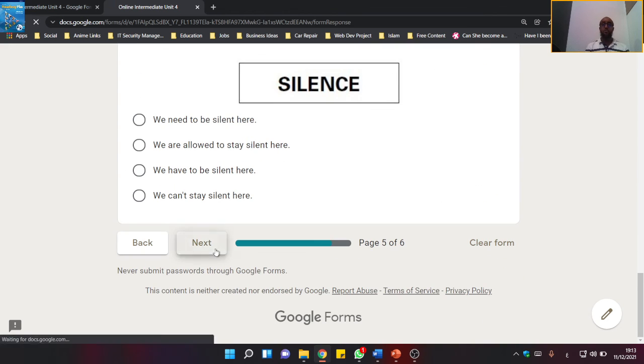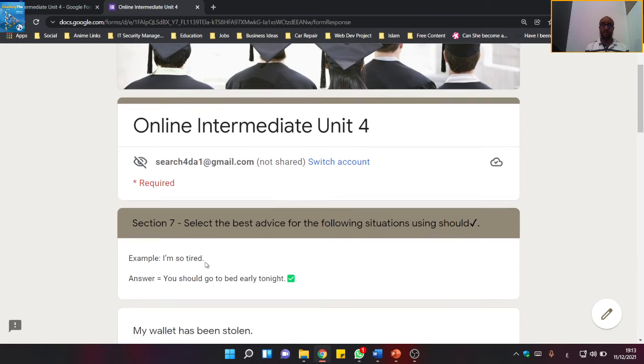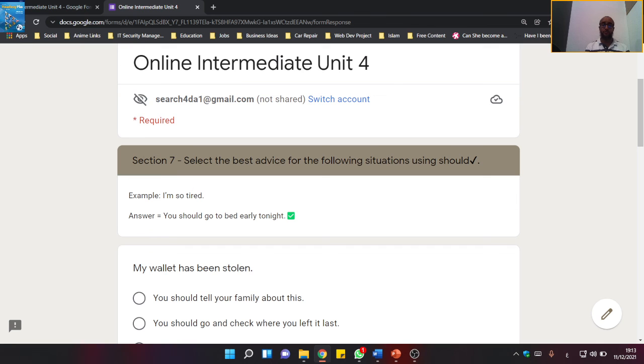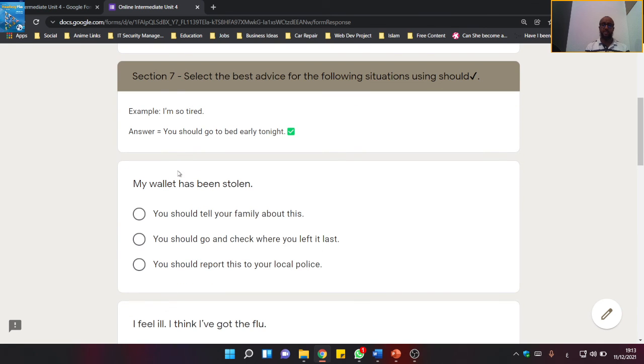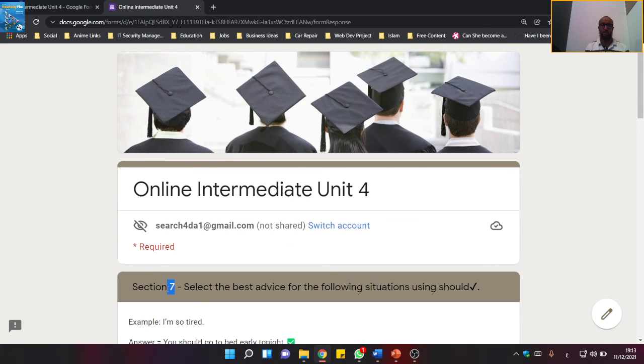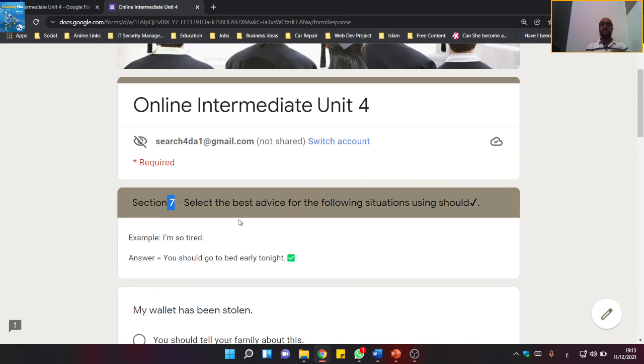And we're going to move to the last section of the test. Okay? So what's the last section here? Although it says section 7, I think it should be section 5. My apologies, the label's wrong there. I will correct it. Select the best advice from the following situations using should. We use should, by the way, which is a modal verb, to give people advice or suggestion.